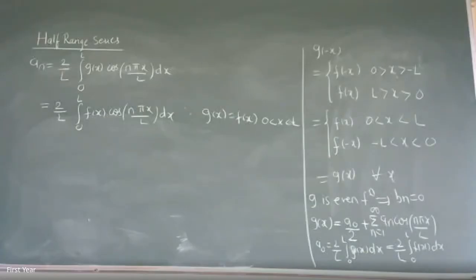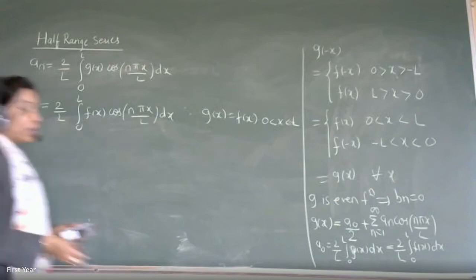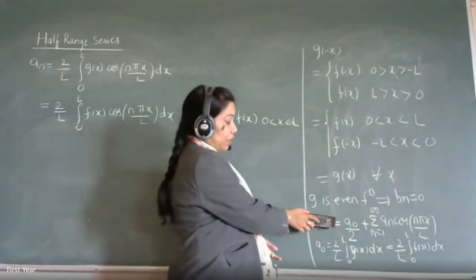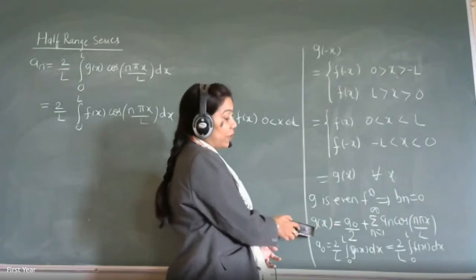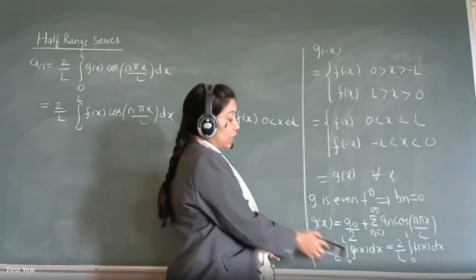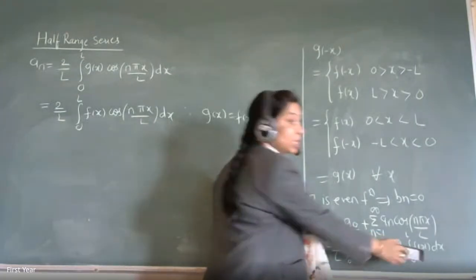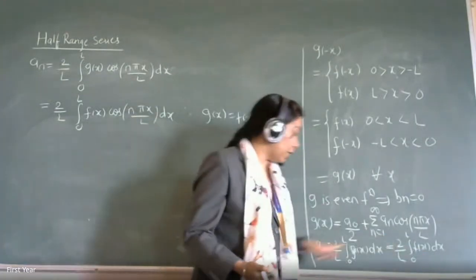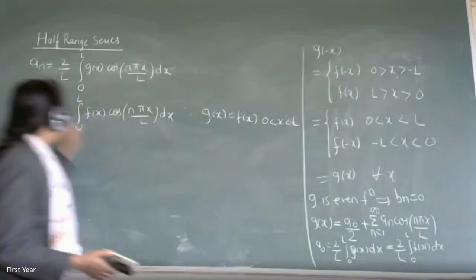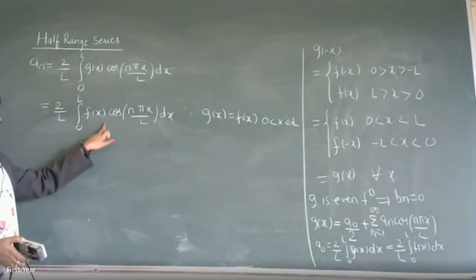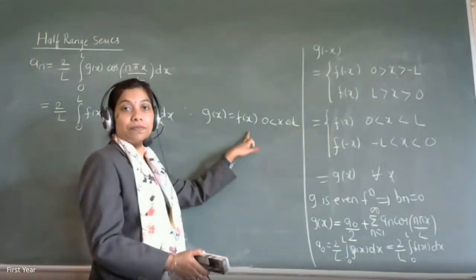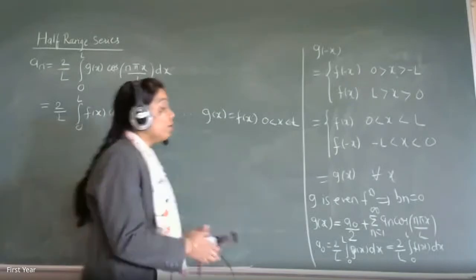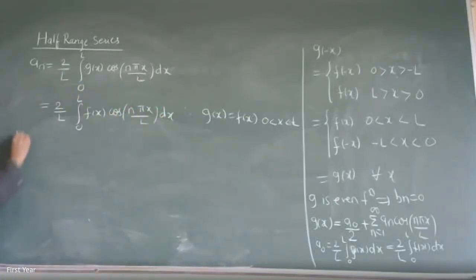Now you tell me, in the expansion, are you making use of g of x anywhere? This g of x is not used here either, so the answer is f of x. A naught will be in terms of f of x and a n will be in terms of f of x. We are getting f of x in both places. And in 0 to l, g of x is f of x only. So what will be the half range cosine series?